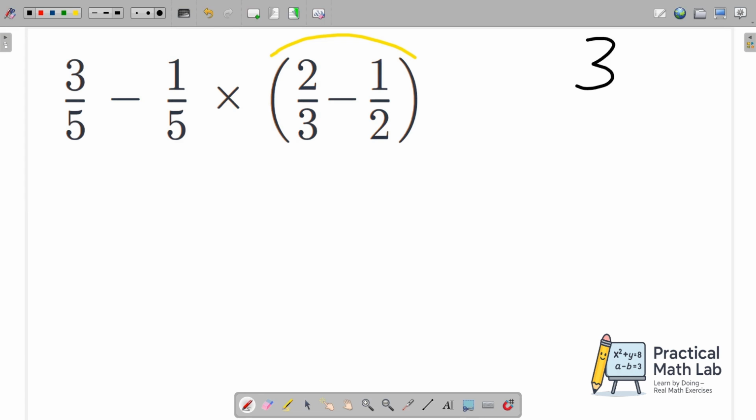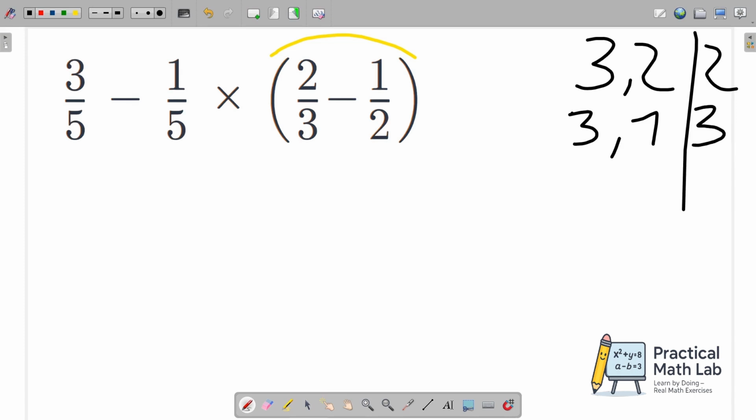The LCM of 3 and 2, first we divide by 2. Can 3 be divided by 2? No. So we repeat it. 2 divided by 2 is 1. Now divide by 3. 3 divided by 3 is 1, and the 1 repeats. So 2 times 3 equals 6. So the LCM is 6.